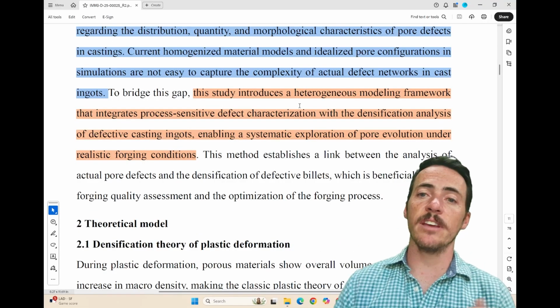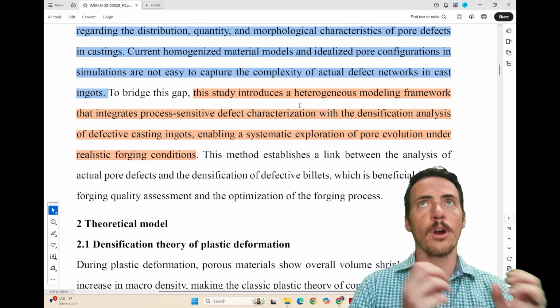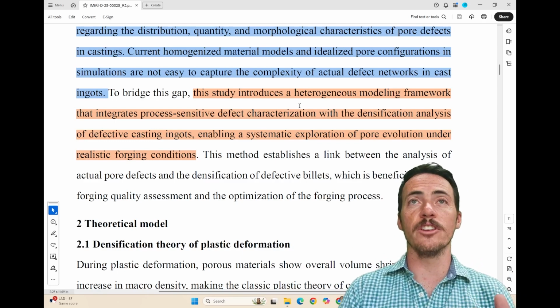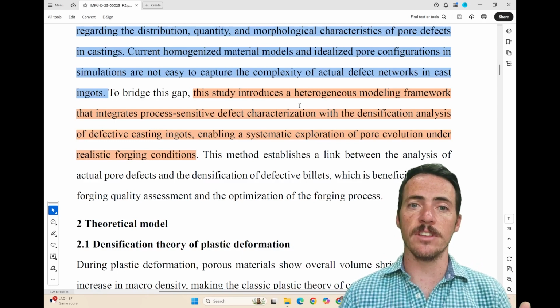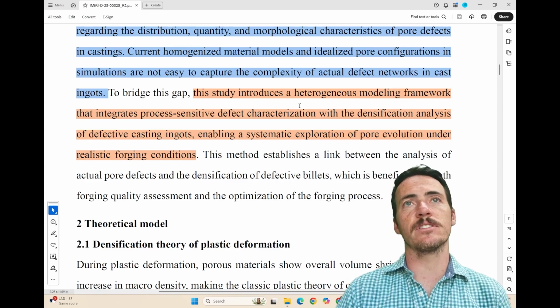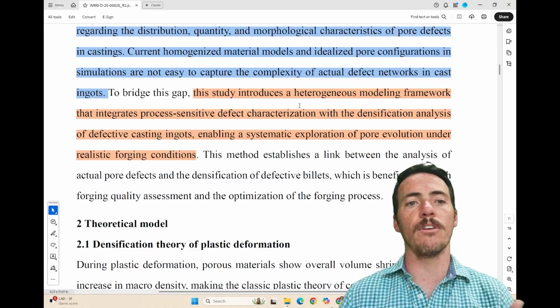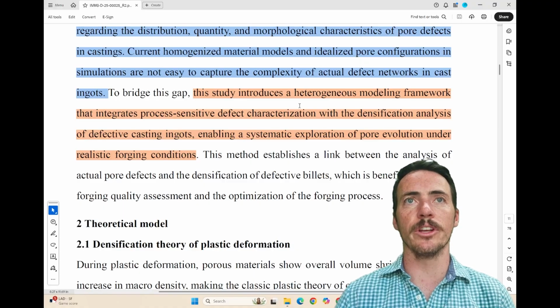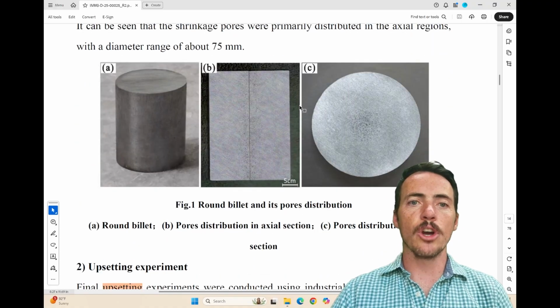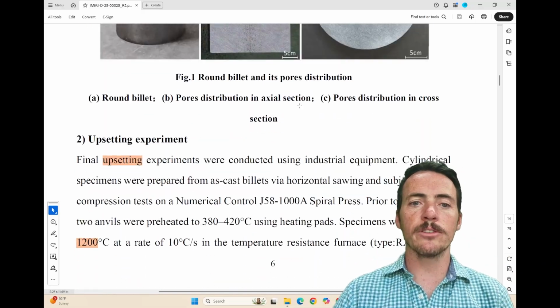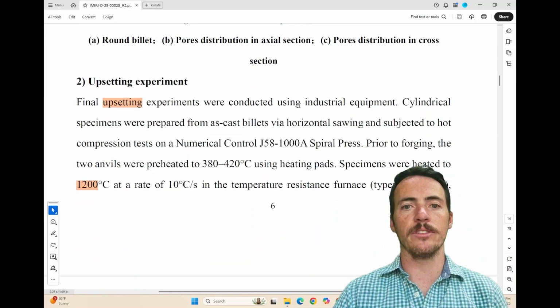It's going to actually take heterogeneous modeling for these process-sensitive defects that form. It's going to do a densification analysis of ingots like real ingots, and then it's going to have a systematic exploration of how the pores evolve under realistic forging conditions, matching those with experiment. So we showed you what the actual materials look like. Here's how they make them. They actually talk about how these things are cast.